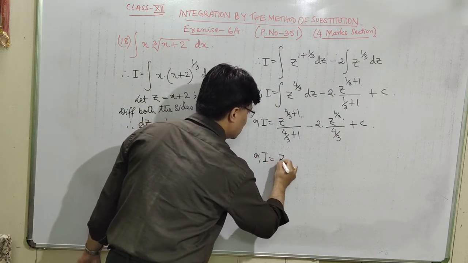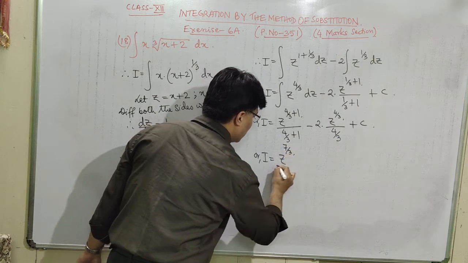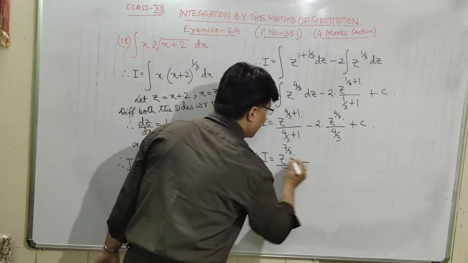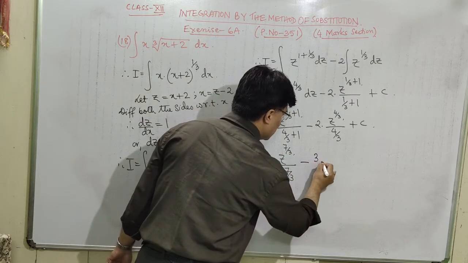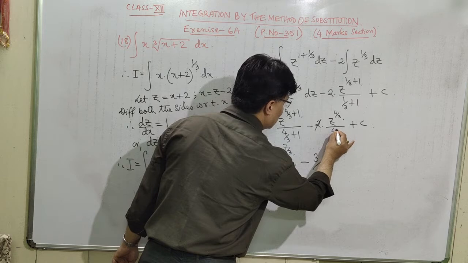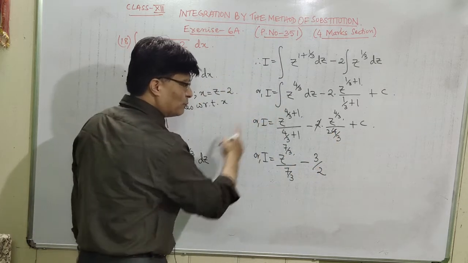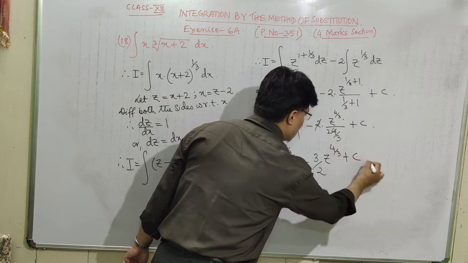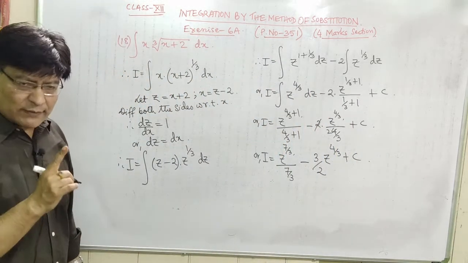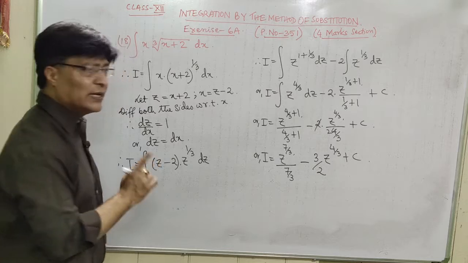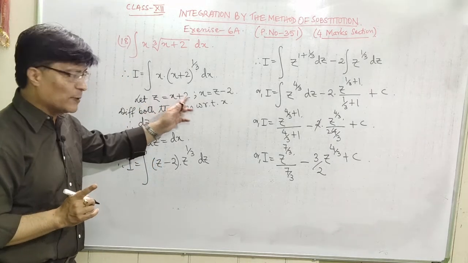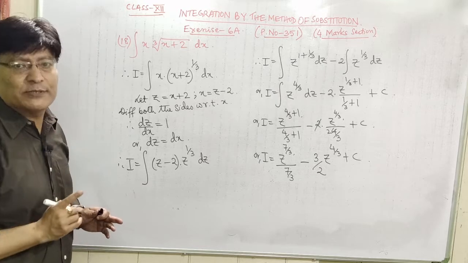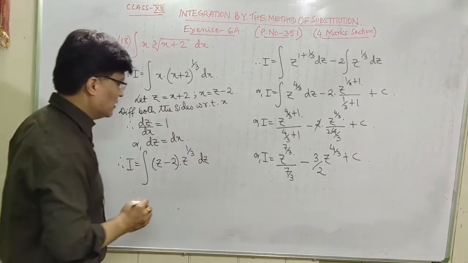Or I is equal to, this is z to the power 7 by 3 divided by 3 ones are 3 plus 4 is 7 by 3 minus, so it is 3 divided by 2, isn't it? You can cancel it. So it is 3 by 2. You can put the value of z now. So you can put it in the next step. It is plus c. Now put the value for z. What is the value for z in this case? Actually, the value for z is x plus 2. Again, you have to write down the answer in terms of x, not in terms of z. You can put the value for z here.